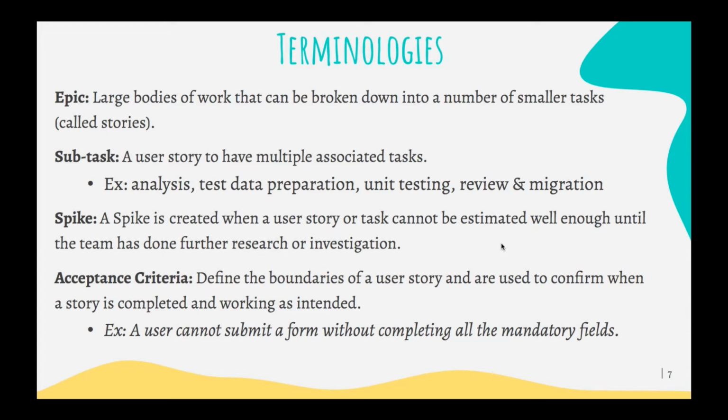Acceptance criteria. Each and every story has acceptance criteria. It's nothing but the test case, for when the end user looks into the story, to see whether it has been completed or tested or not. This is what the acceptance criteria is used for. It defines the boundaries of a story and is used to confirm when the story is completed and working as expected. For example, in your story, in addition to the description: the user cannot submit a form without completing all the mandatory fields. So this is one of the acceptance criteria. It's a good example.